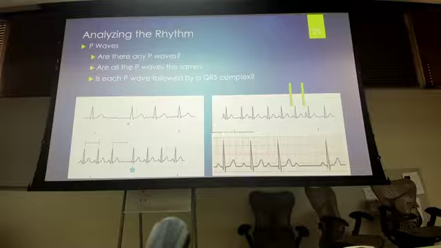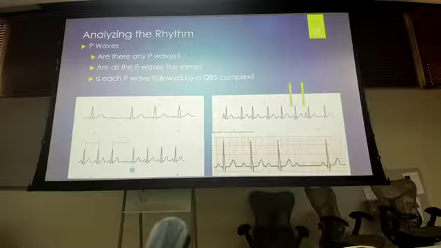So that is something where we don't really see clear P waves. Now what about this next one? If you look at these P waves in this next top one, do you see P waves? Do the P waves look the same in every single one? They don't. And what that means is that more than one foci in the atria is depolarizing.